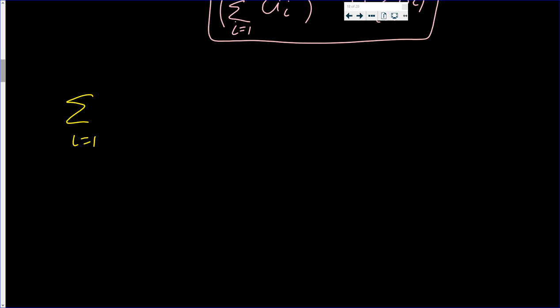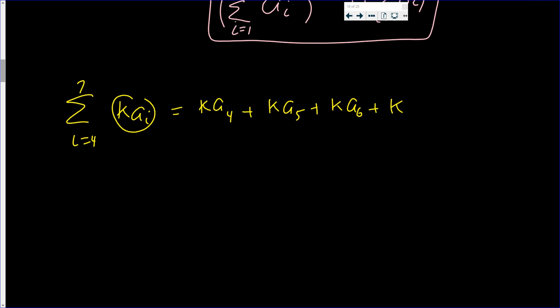Suppose i goes from 4 to 7 of k times A sub i. Well, let's see. First, i is 4, so I get k A sub 4. Then it's 5. And then it's 6. And then finally it's 7.